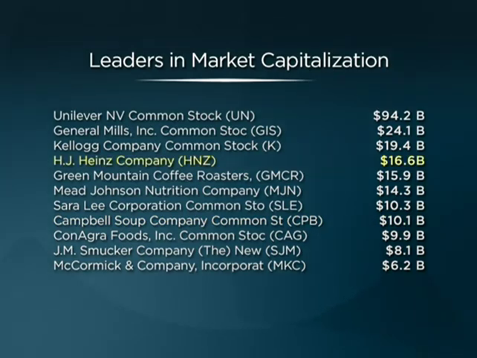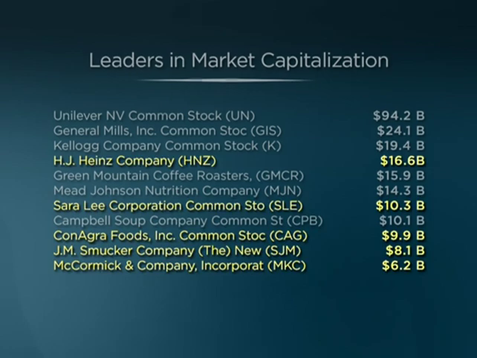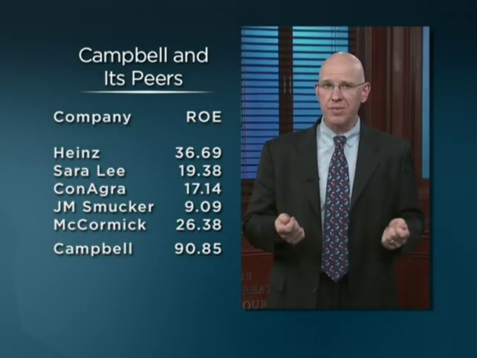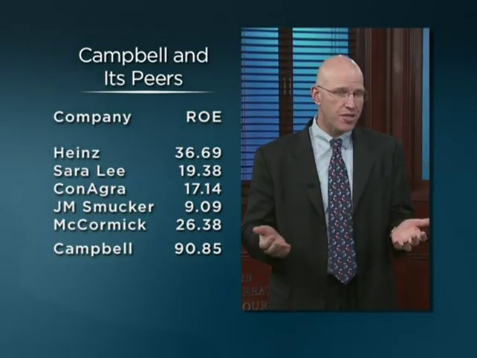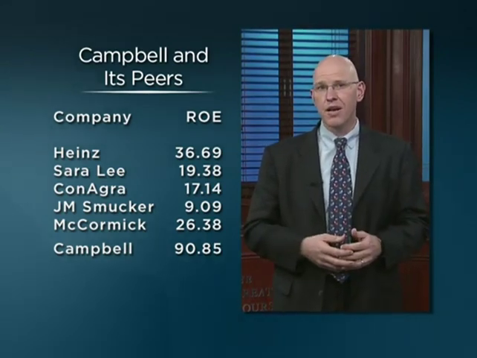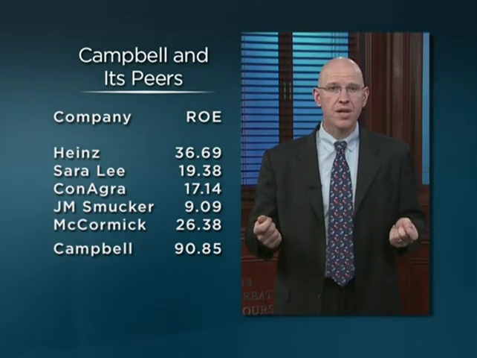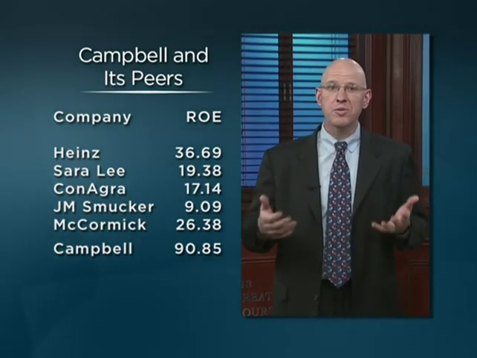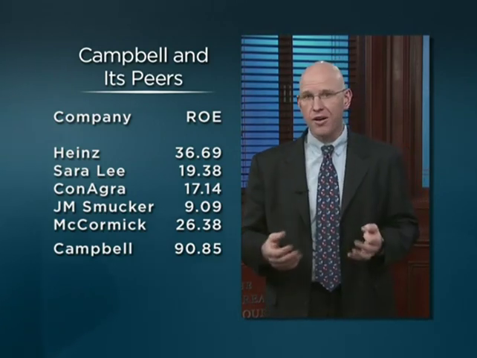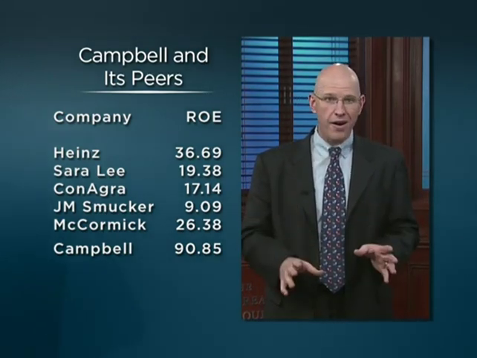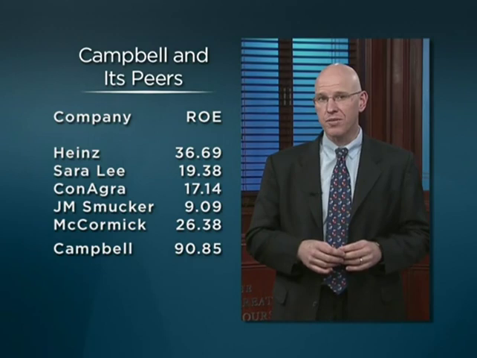For example, Heinz, Sara Lee, J.M. Smucker, ConAgra, and McCormick all make packaged foods like Campbell's Soup does. So I'll compare Campbell's to these 5 companies. Once I get my list of companies, I gather the information on their financial ratios and do a simple comparison. For ROE, here's a comparison among the 5 firms. We see that among the firms that are Campbell Soup's peers, there are certainly some healthy ROEs, but Campbell's by far has a much higher ROE than these firms.